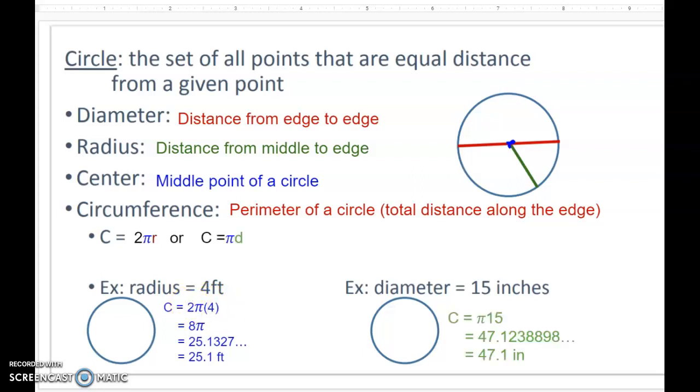Or do this. Here's another equation that you can use, pi d. And really, aren't they the same? Because diameter is 2 radii. So the diameter would be 2 of these put together. So then you say 2r is the same as saying diameter, right? So this is a radius, and then this is another radius. So that's why this equation works.